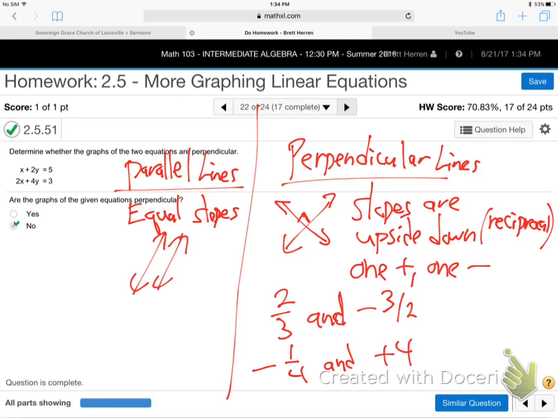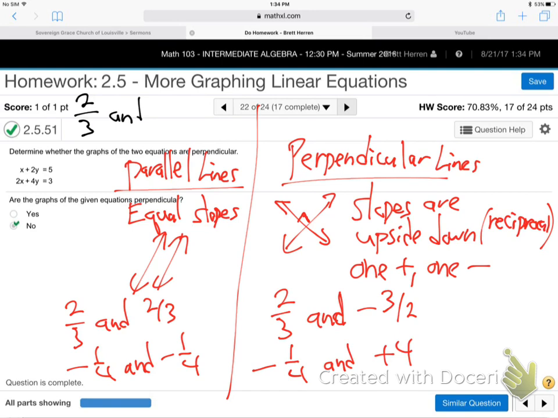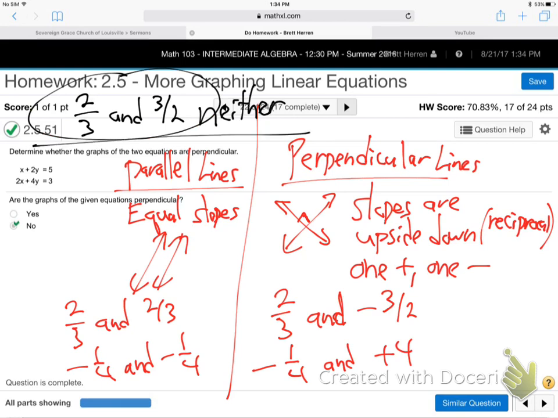So whereas parallel would be like 2/3 and 2/3, or -1/4 and -1/4, right? So parallel are same, perpendicular are completely the opposite. Opposite in every way. Opposite upside down, opposite sign, one positive, one negative. See how that is? They'll try to trick you by throwing you the curveball. Let me show you. Here's what they like to do. They like to give you 2/3 and 3/2 and say, hey, are those perpendicular? And we would say, this is neither. This would be a neither case.